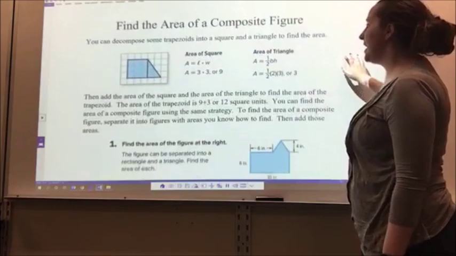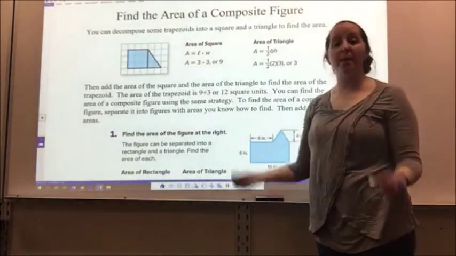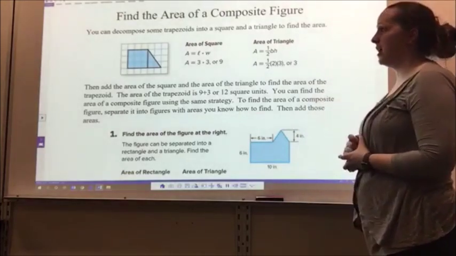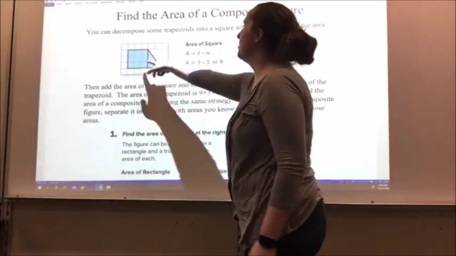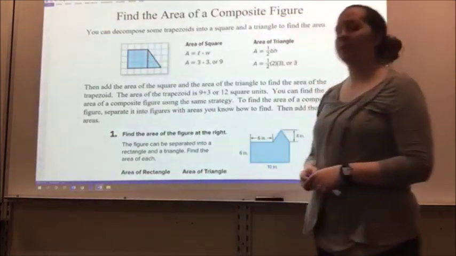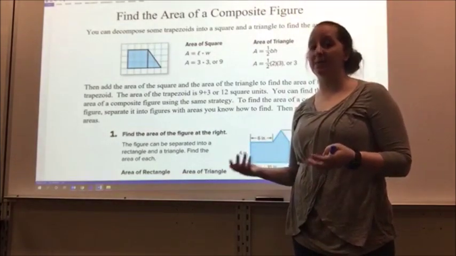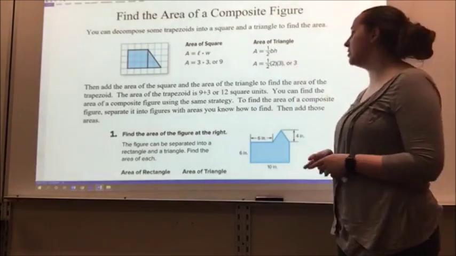When we're finding the area of a composite figure, you can decompose or break apart some trapezoids into a square and a triangle to find the area. This is the most common use of this. Again, area of the square and the area of the triangle. If you don't want to memorize the formula, A equals 1/2 height times base 1 plus base 2, it'll give you the same exact thing though.